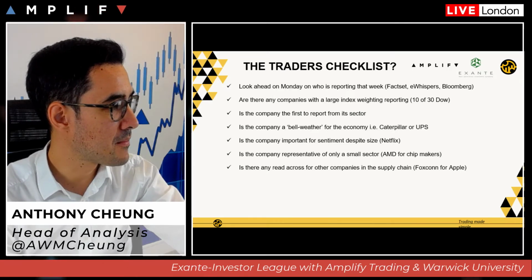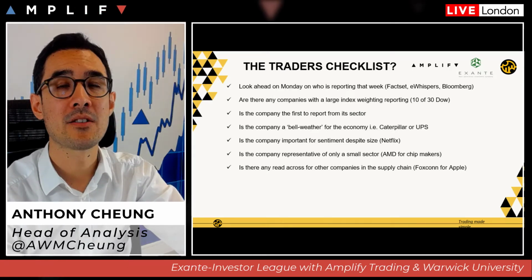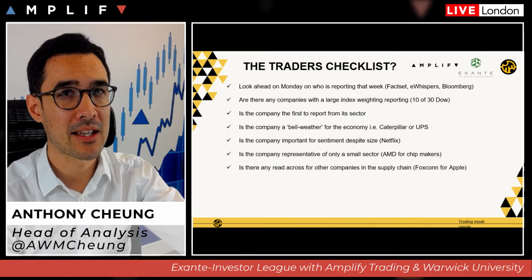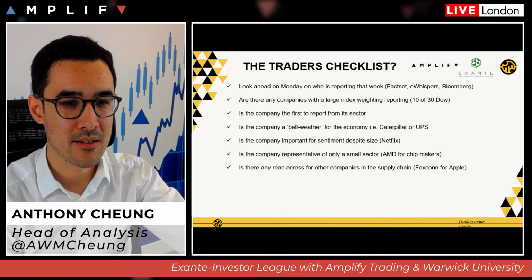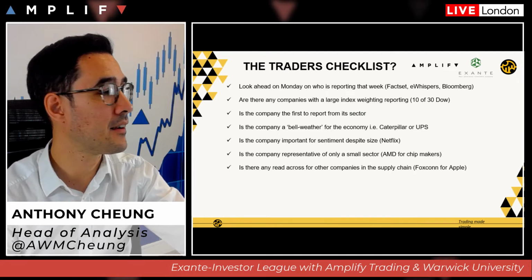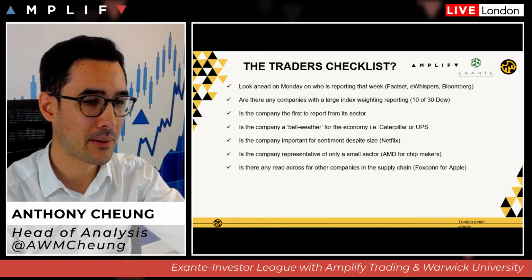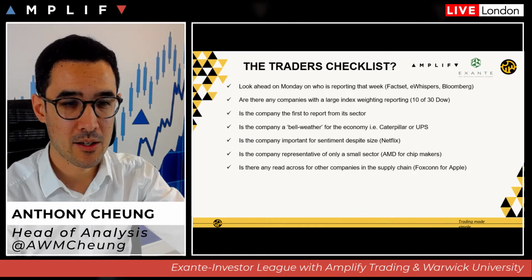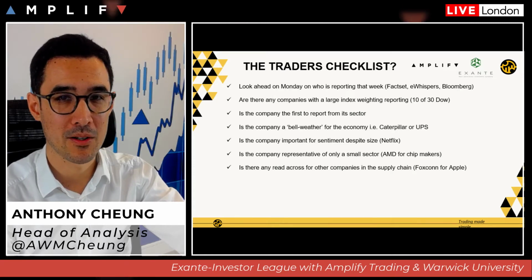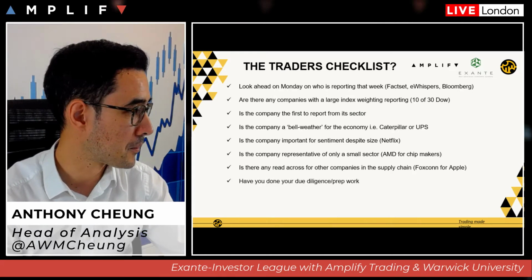Is there any read across from other companies in the supply chain? Another good way to look at this is if you were looking at someone like Apple and thinking about the providers of its components, if they report numbers, how are they faring? Say, if Foxconn, the Chinese company, has low sales or low order flow for its chips, well, then it's probably because of weak demand for the iPhone, for example.